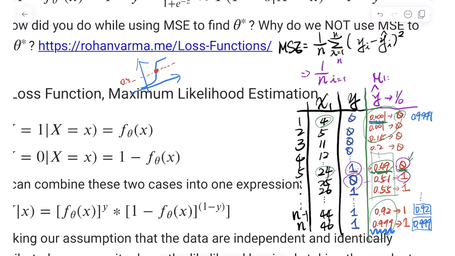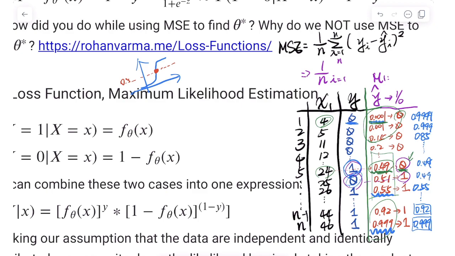If its y value is 0, you simply use 1 minus this value. So that will be 0.999, that would be 0.985, and so on and so forth. For this one, that would be 0.55, right? And I would like to show you this one. The actual value is 1, right? So you simply put this value right here. And if it is 0, you use 1 minus this.